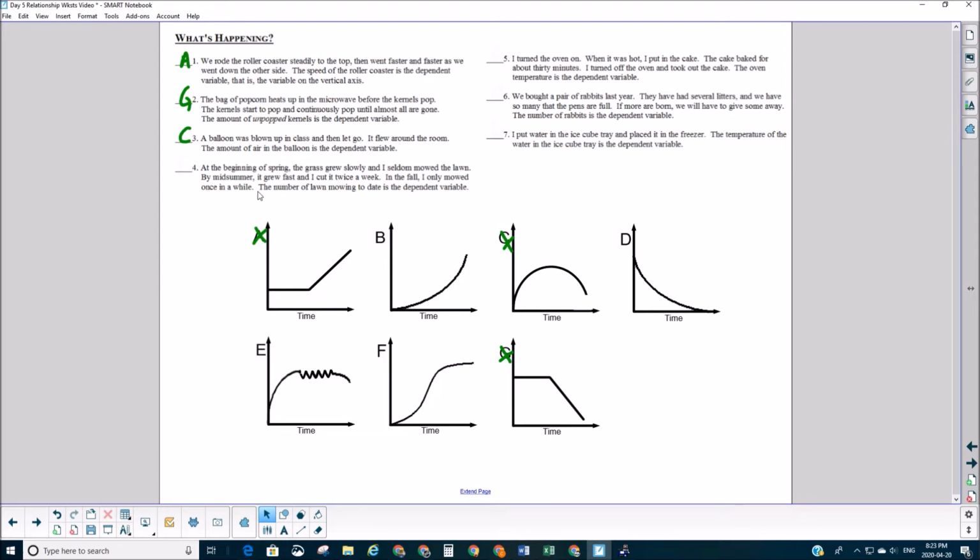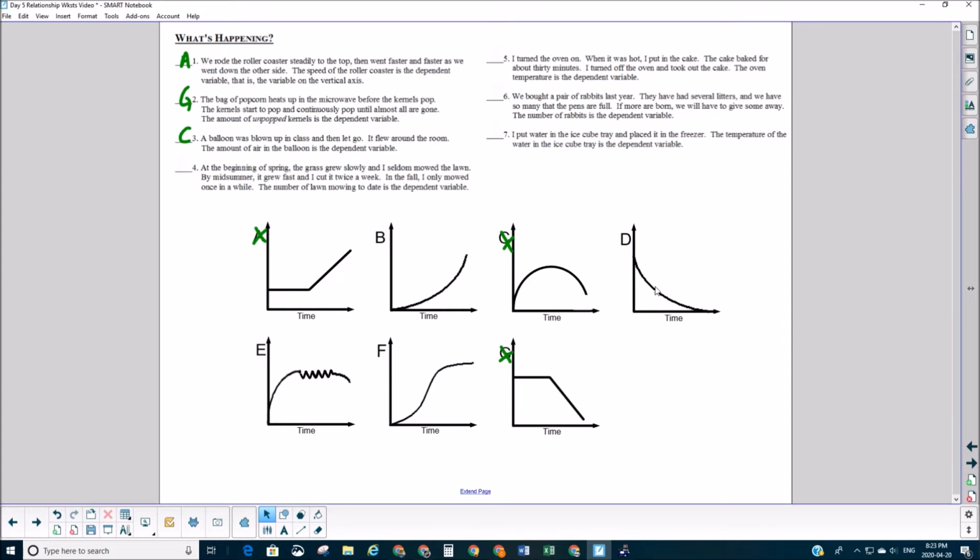So what happens here is it's keeping track of the number of lawn mowings to date, which means the graph has to always go up. It's counting how many times you mow the lawn. So again, it can't be this one, because that would suggest you stopped mowing the lawn or you took away one of your counts. If you're counting how many times you do it, I did it once, twice, 3, 4, 5, it's always going to go up. And if you stop mowing the lawn, it's going to stay up here.